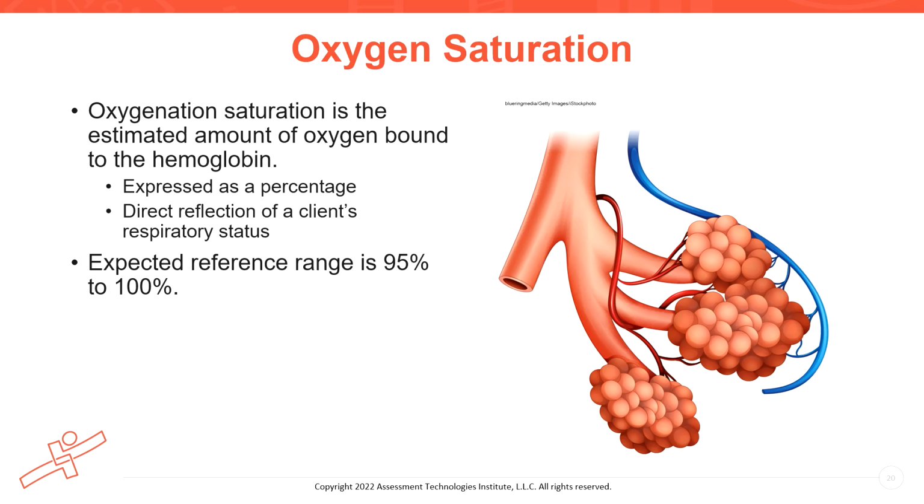O2 sats are decreased when someone's having a problem with their lungs or cardiac output. That blood's not moving like it should. We like for their pulse ox to be between 95 to 100%. However, when we're dealing with someone with chronic lung issues, theirs may consistently run 89, 88 in those areas, okay?